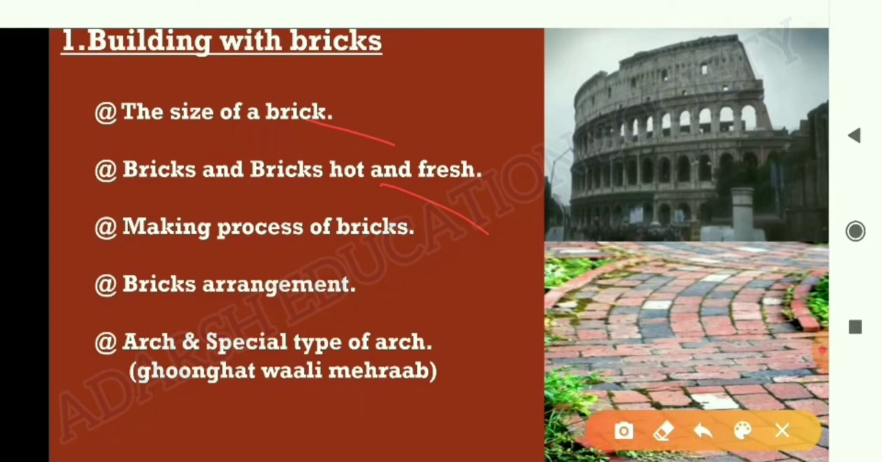Bricks hot and fresh. In this concept we had learned about the brick kiln, then the making process of bricks. We saw how to make bricks, right? And then brick arrangement, how they arrange the bricks, and arc and a special type of arch, gungat wali merab. This concept we had already learned. Now we will continue our chapter.